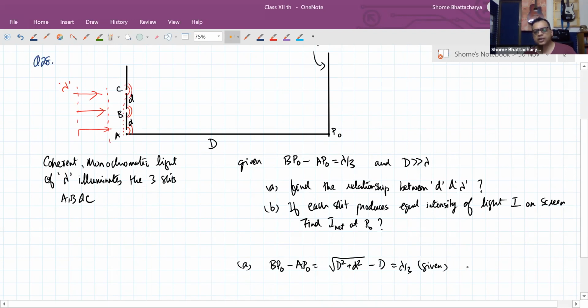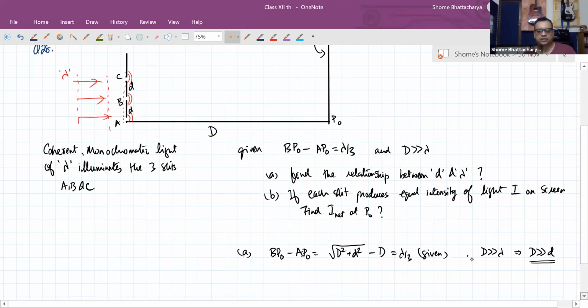Okay, and it is given that capital D is very large compared to lambda. So this also means that capital D is very large compared to small d. Okay, because you can understand that in this relationship, the difference of these two is going to have something to do with the small d by capital D ratio, and that is comparable to lambda by 3, and lambda is very small compared to this, so it automatically implies this.